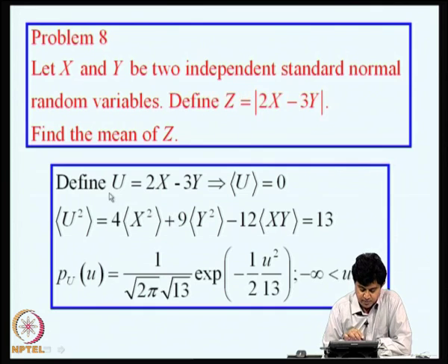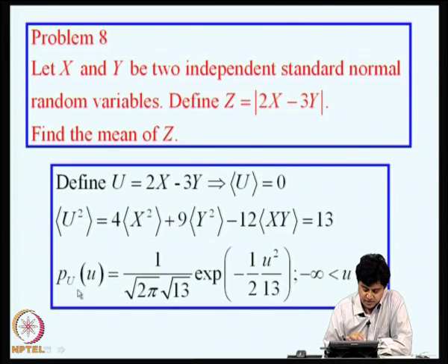Now, to solve this problem, we introduce a random variable u, which is 2x minus 3y. The expected value of u is 0 because the means of x and y are given to be 0. So, what is the mean square value? It is 4 into x square plus 9 into y square minus 12 into expected xy, and this is 0. Therefore, I get 9 plus 4, which is 13, because the mean square values of x and y are unity.